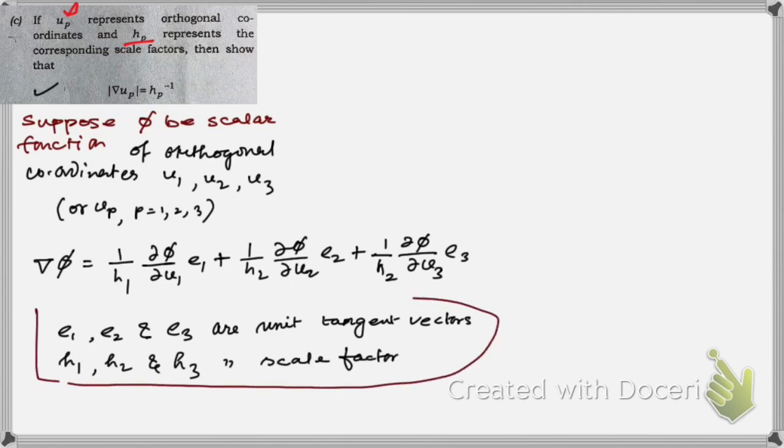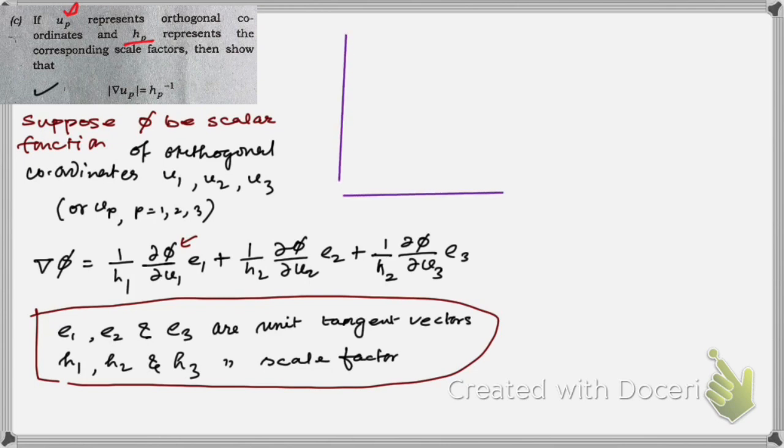Okay, so now here you can see, so what we're going to do is replace phi. So let me show you something here on this side, right? Here you see, taking phi is equal to u1, then if you replace phi is equal to u1, these two terms will be 0, and this one will be e1 by h1, right?